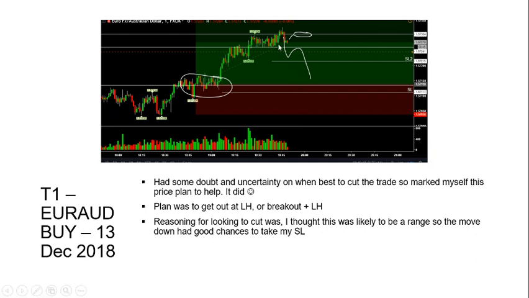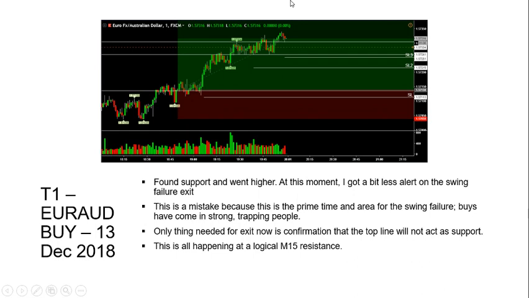Now, in this situation, I saw that price had come down, and I had some doubt and uncertainty around when best to cut the trade. So I marked myself this price plan to help, and it really did. So my exit plans were very, very simple. If price fails around this high, I would exit, and if price breaks down, I would exit on a retest, confirming that breakdown. So over here, it found a little bit of support and went higher, and this is when I sort of lowered my guard when I shouldn't have.